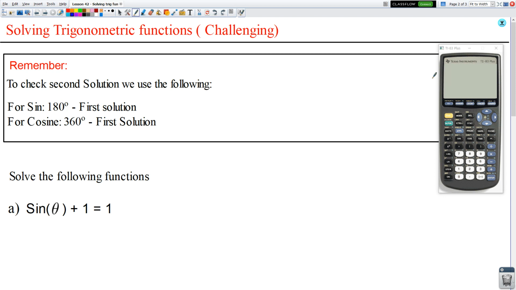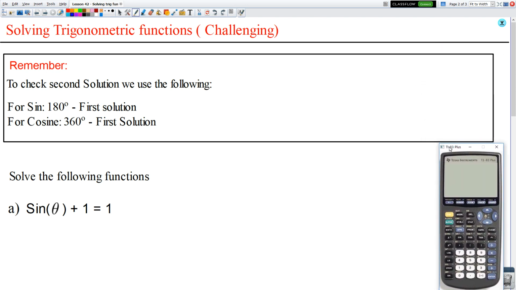Let's go over some things to remember here. When you're solving a sine or cosine function, if you do it through the calculator, it's only going to give you one solution. So you also have to find out if there's a second solution. If we have a sine function, to find the second solution, we're going to have 180 minus the first solution. And when it comes to the cosine, it's going to be 360 minus the first solution. So keep that in mind.